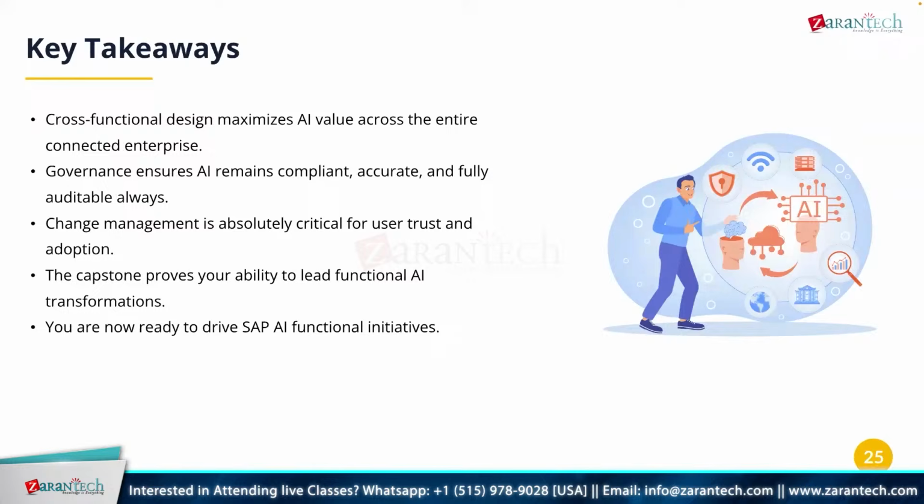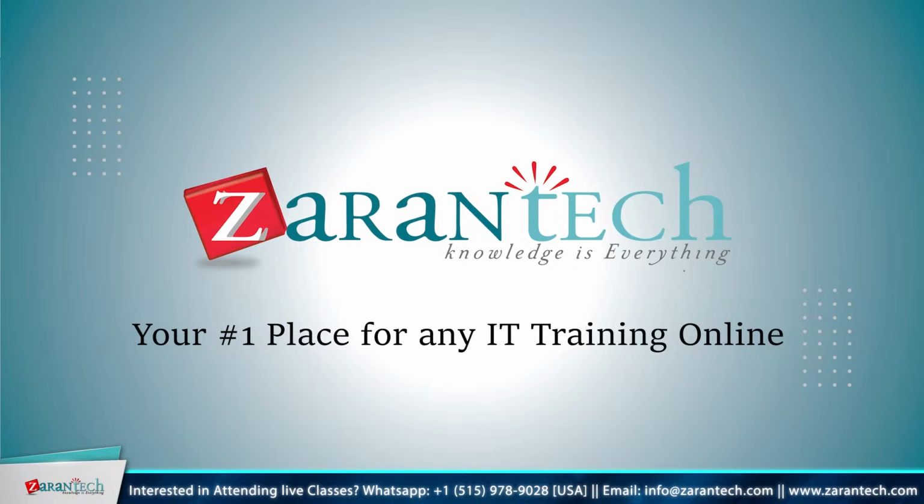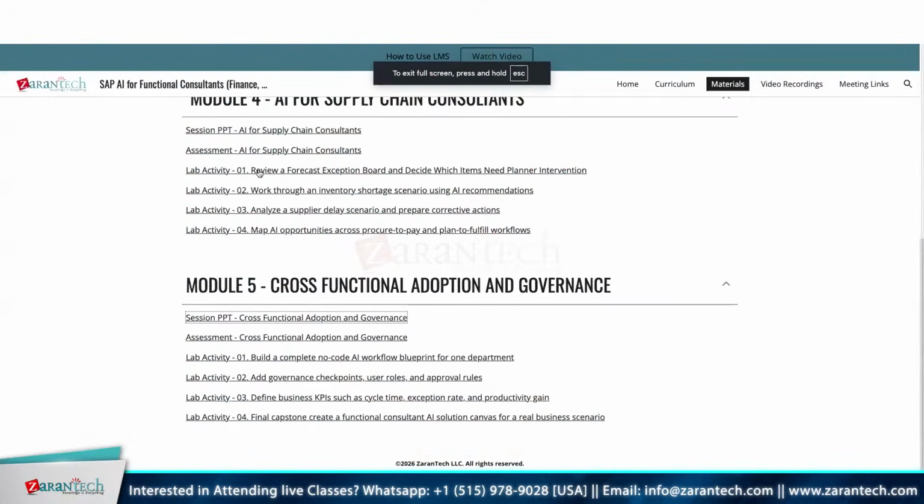We will now go to the lab exercises. Just have a look for a minute at the key takeaways from this session. All right, we are done with the four to five module explanations. Now let's go to the fourth one: review a forecast exception board and decide which items need planner intervention. This is one of the important parts.